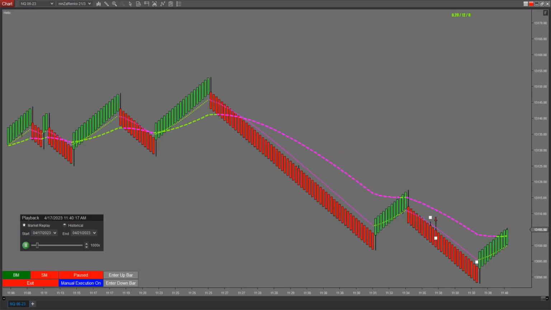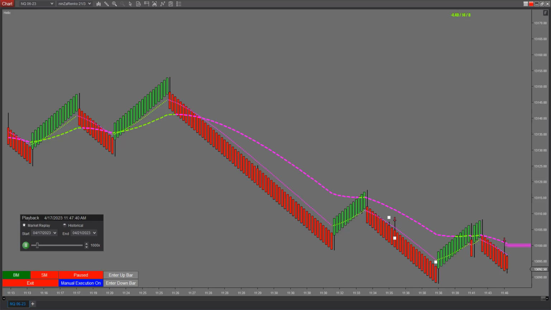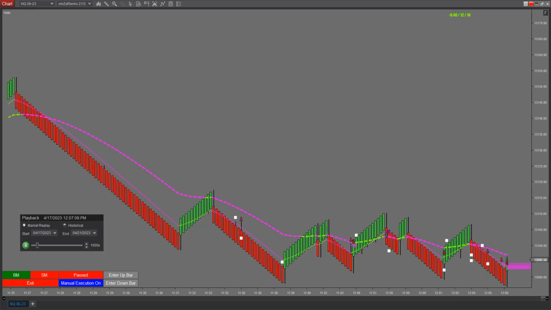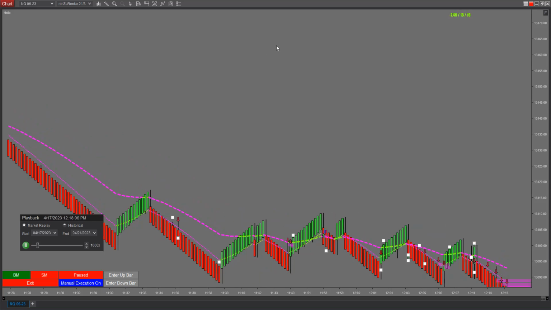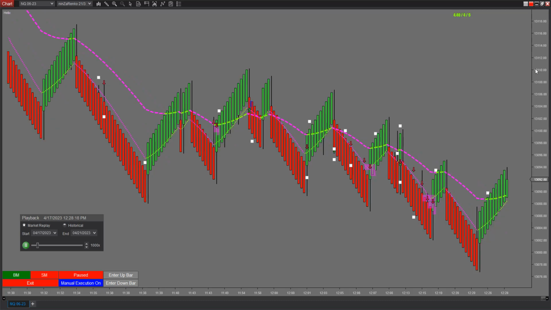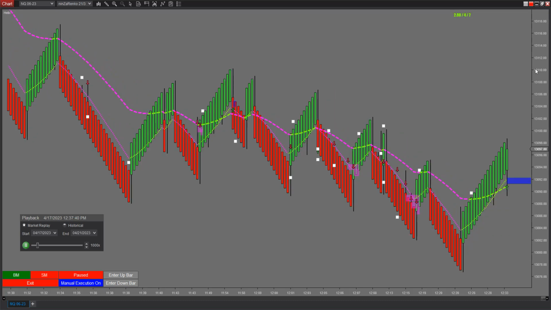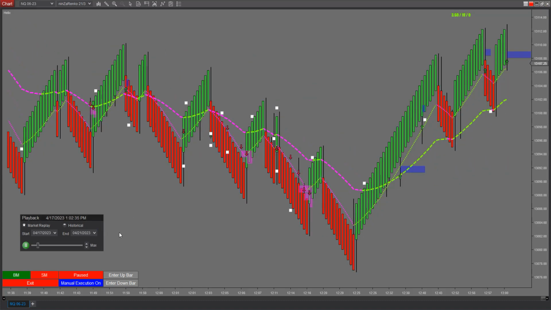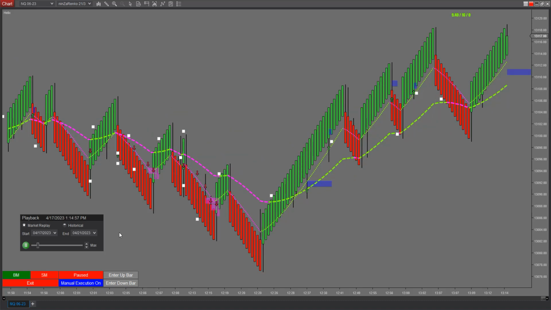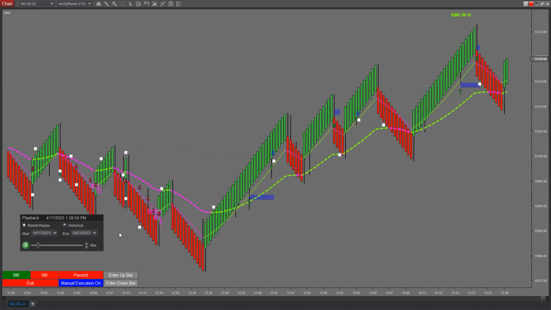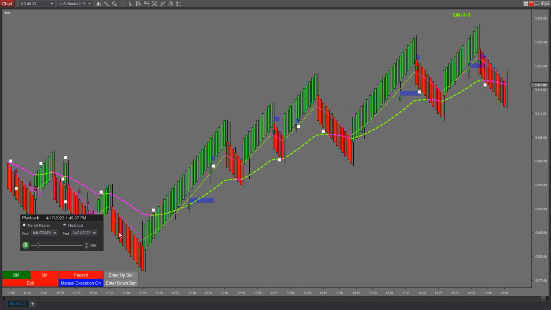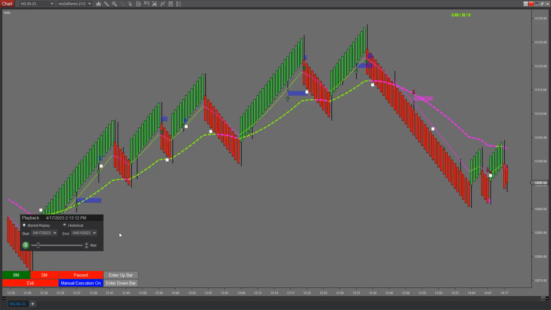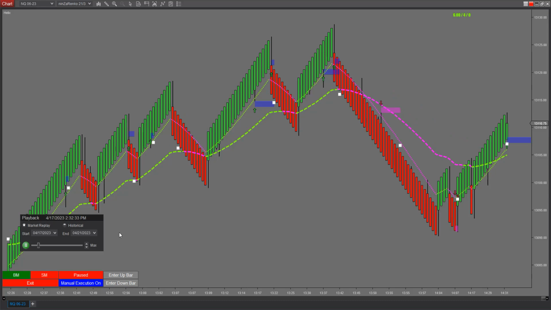Entry zone short. Bullish moving average, bearish moving average cross. Bullish moving average cross. Bearish moving average cross. Bullish moving average cross.